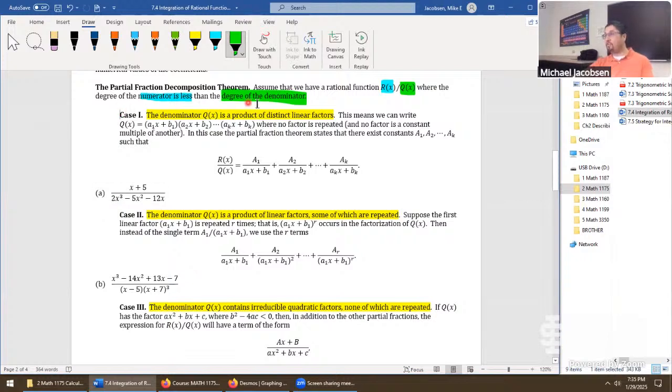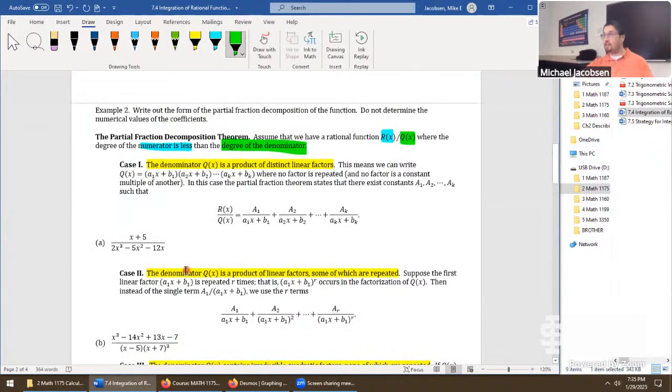Case one says all the factors are distinct, so I can't have x plus 5 and an x plus 5. It would be an x plus 5 and an x plus 4 to make it distinct. And they all have to be linear, so power 1 on every single factor. So if we were to try that out on this one, here's how it would go. Our objective on example 2, same as the first 4 homework problems in this section, is we're just writing down the form of the decomposition. We're not going to actually solve the numerical values for the coefficients. So this example is all just knowing how it works before you solve, in other words.